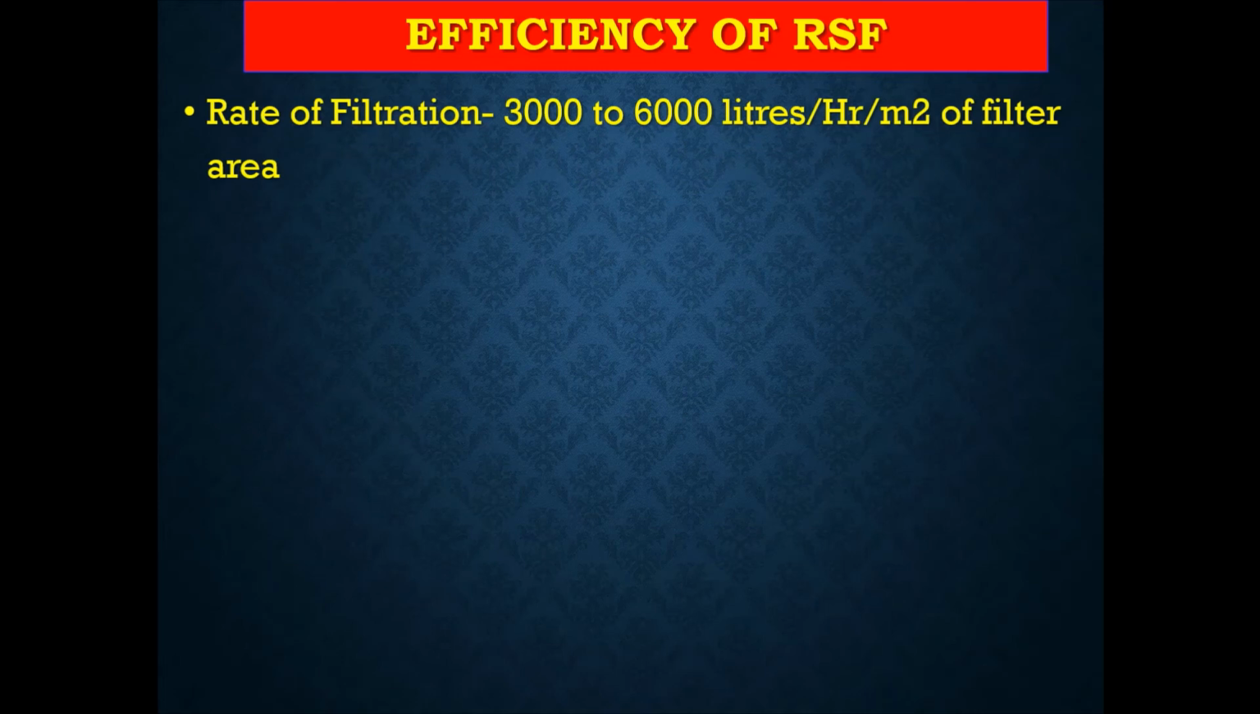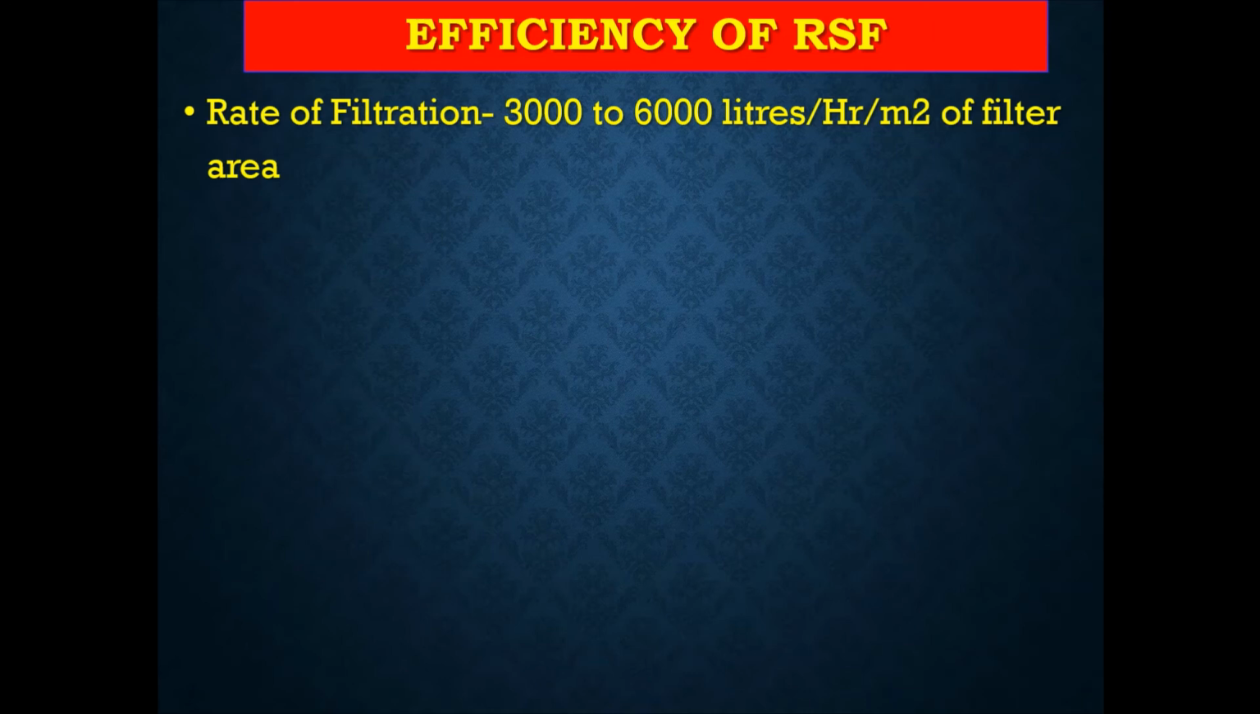Particularly talking about the efficiency of the rapid sand filter, the rate of filtration of rapid sand filter is 3000 to 6000 liters per hour per meter square of filter area. Means in 1 hour it purifies 3000 to 6000 liters of water. Means you have understood why rapid sand filter is preferred, because of its high rate of filtration.